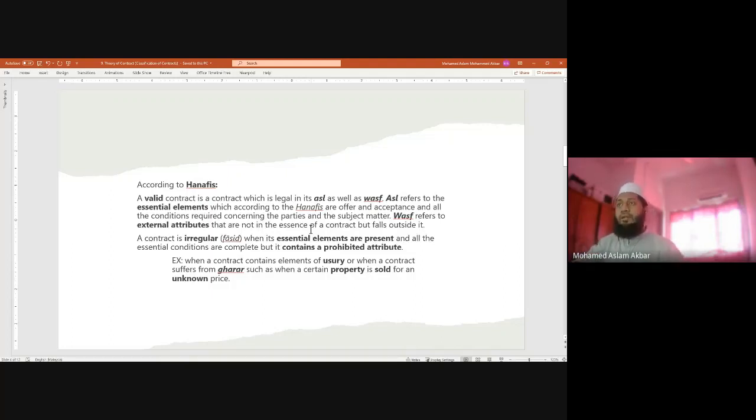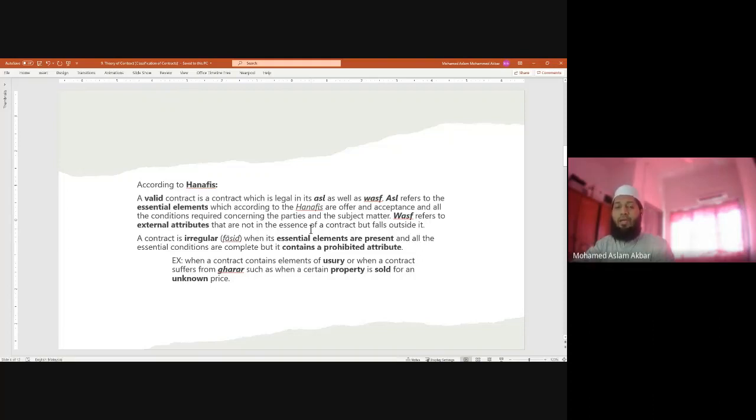When a contract contains elements of usury, or when a contract suffers from gharar, such as when a certain property is sold for an unknown price, maybe there is an element of usury, or something that looks like cheating or deception, or when a property is sold without any price, then this particular contract is called fasid, irregular.